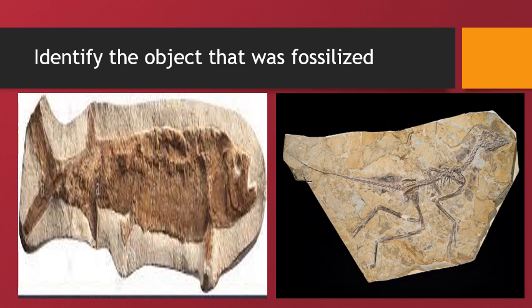Yes. In the first picture, you can see a fish has been fossilized, and in the second picture, you can see a dinosaur type of animal has been fossilized. That means you can see the shapes of them placed on the rock. They died over that, and after a lot of pressure, the shapes have been created on the rocks.